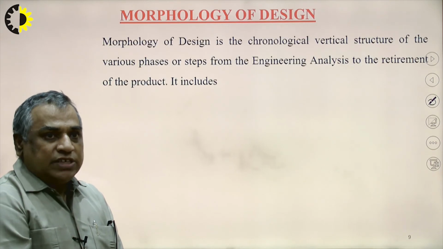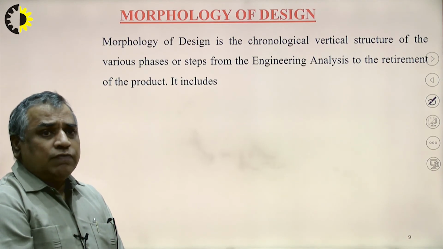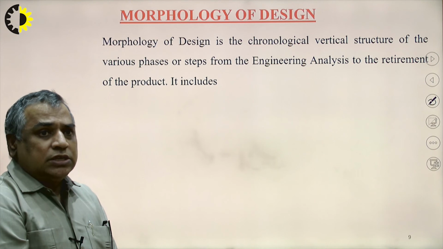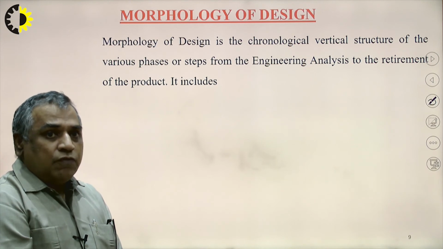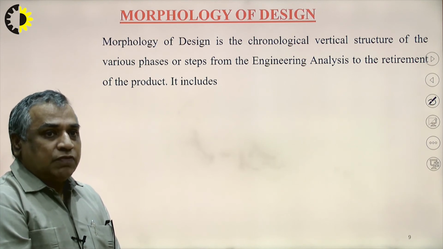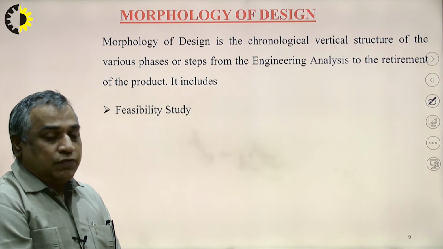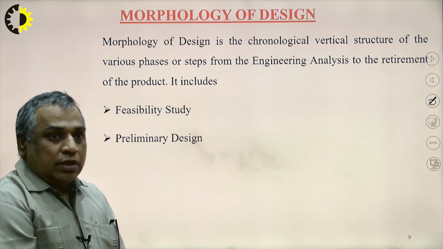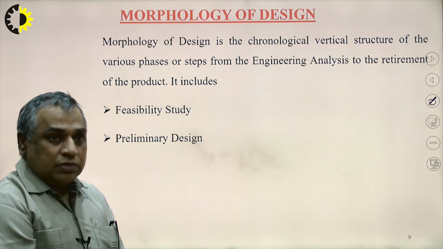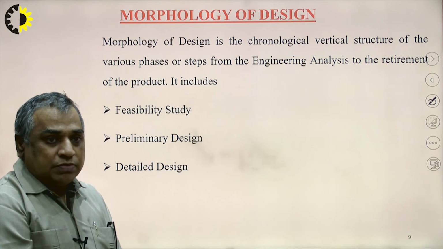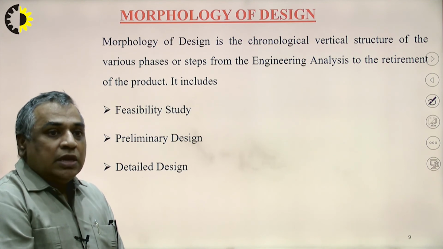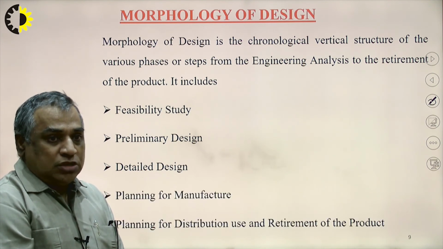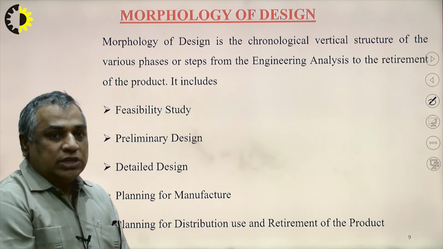Morphology of design is the chronological vertical structure of the various phases or steps from the engineering analysis to the retirement of the product. It includes the feasibility study that we have already discussed, then the preliminary design, which is part of your engineering analysis, then the detailed design after the preliminary design, then planning for manufacture, planning for distribution, use and retirement of the product.